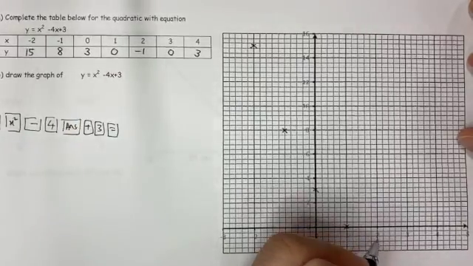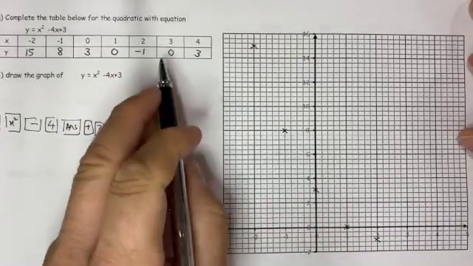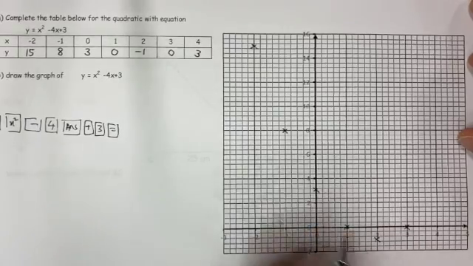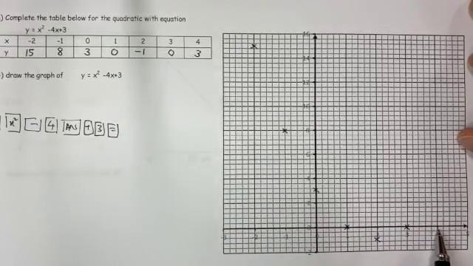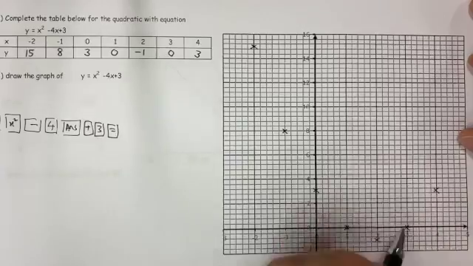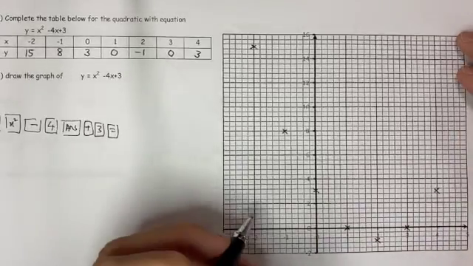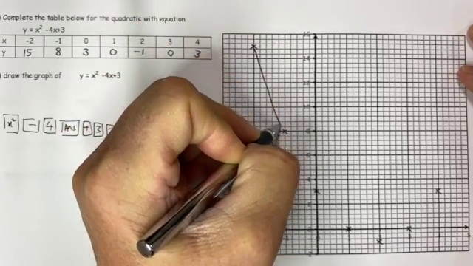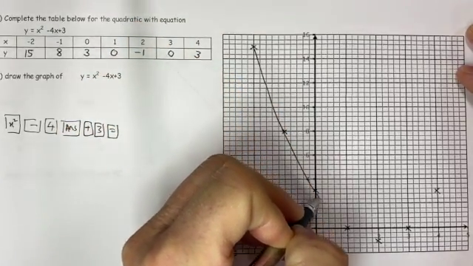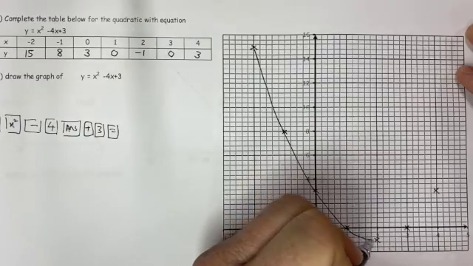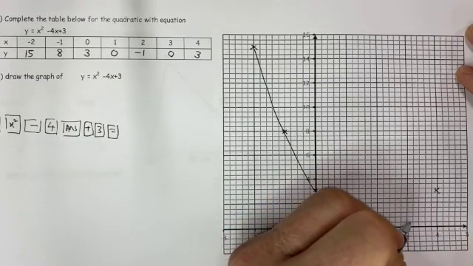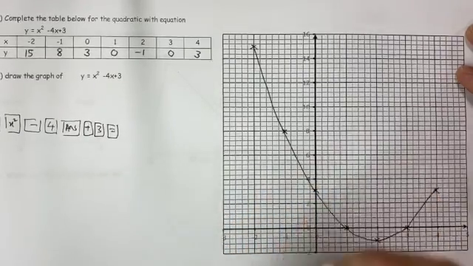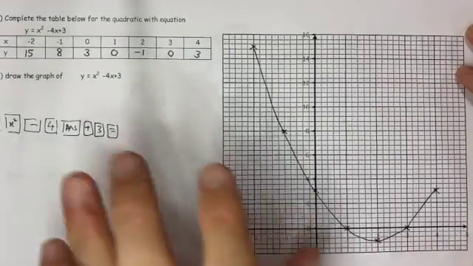At 2, we're at -1. At 3, we're back to nothing. And at 4, we're up to 3, which is about there. And then finally, we draw a curve that will go through each of those points. And there's the curve for that equation.